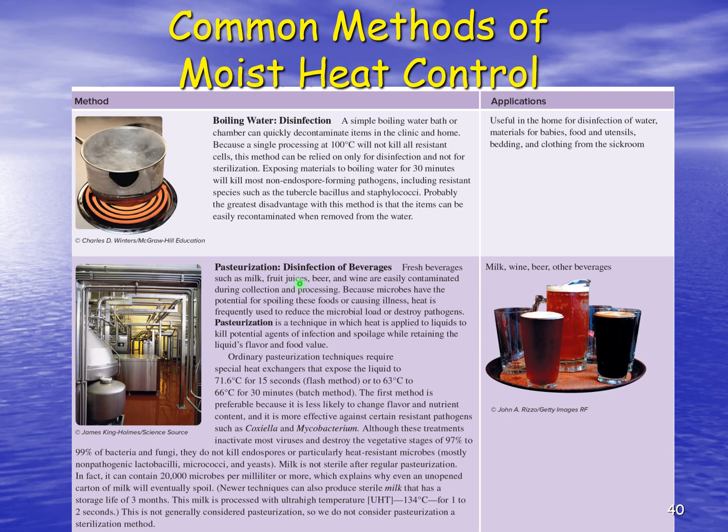Pasteurization actually will disinfect beverages, and there's basically three ways we do pasteurization. Ordinary pasteurization requires specialized heat exchangers that expose the liquid to about 72 degrees Celsius for 15 seconds, which is known as the flash method, or 63 degrees Celsius to 66 degrees Celsius for 30 minutes, and this is known as the batch method. Both of these are used to pasteurize milk and other products.